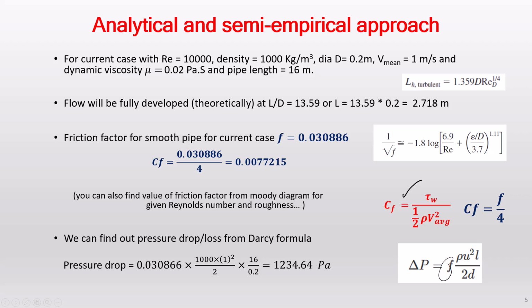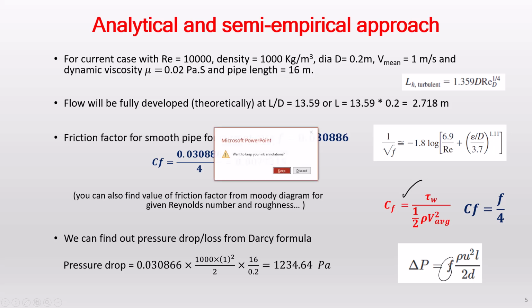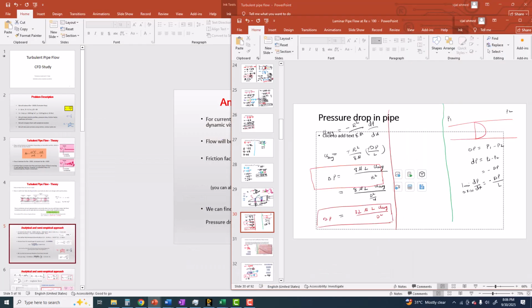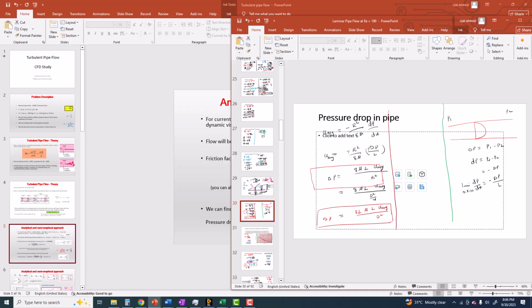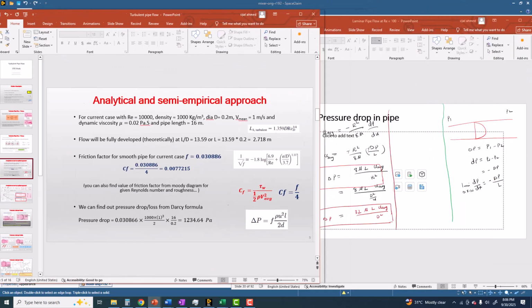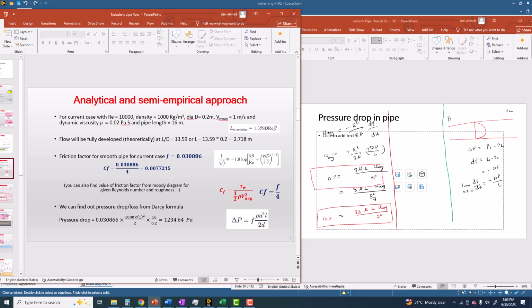So delta P is the same as we have discussed in the laminar pipe flow case. Let me show you. For the laminar pipe flow, the formula we had was delta P equal to 32 mu L U average upon D square. So this is actually the same.